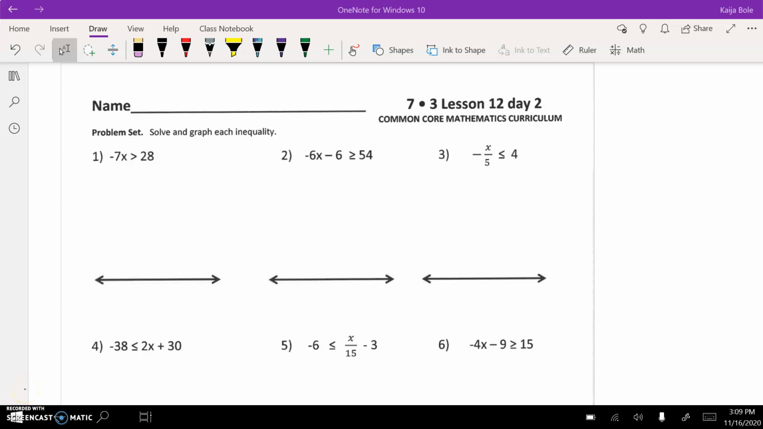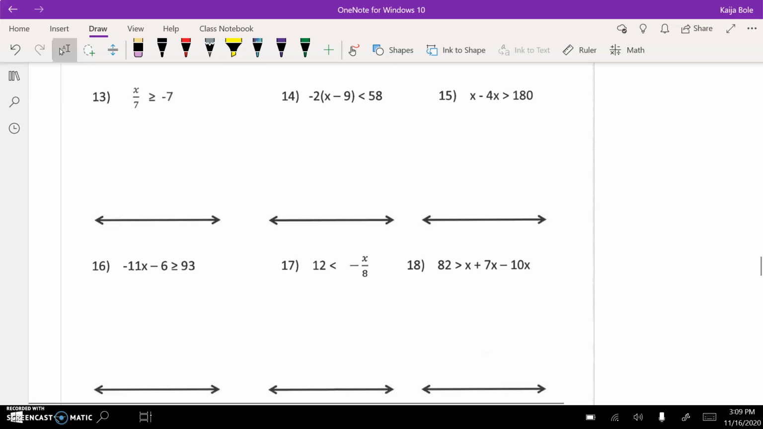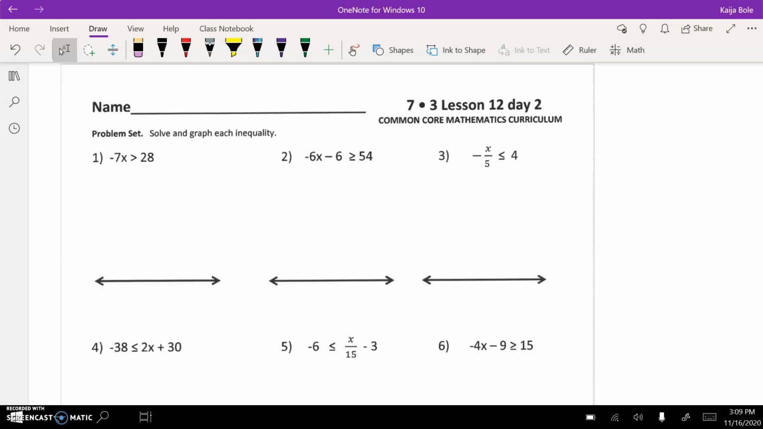Alrighty, so here we are on the 3.12 day 2 classwork. Goal for today is to get through numbers 1 through 12. I think by then you'll have a good sense of what's going on. So it says to solve and graph each inequality.